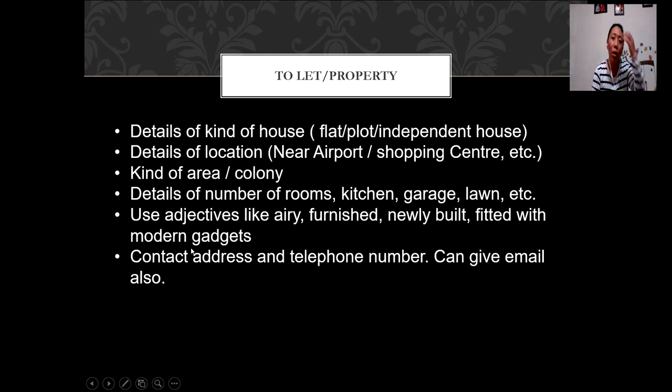Now, the first one is to let, something or the property. All right. So this is about giving out your property for rent. All right.